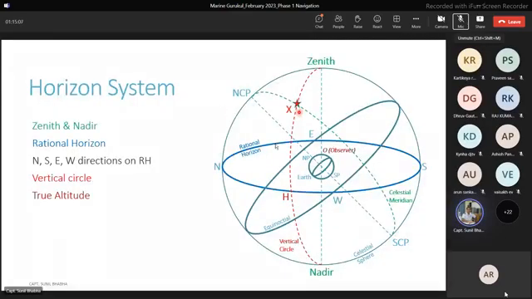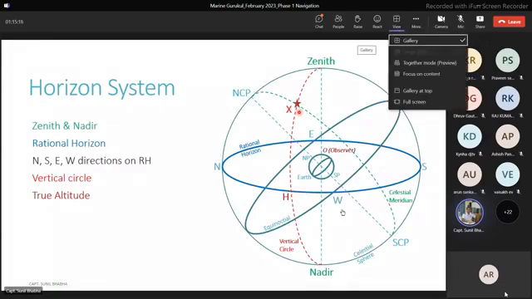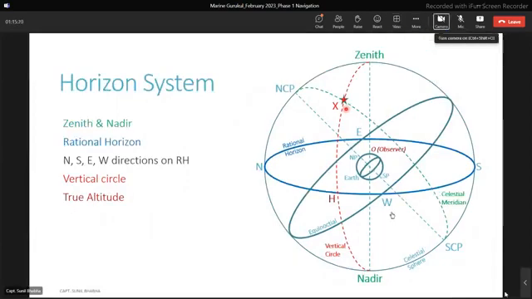I told you before we started off on this horizon system that this is a reference system used to specify the position of the celestial body. So how do we specify the position? Now one of the terms used to specify the position of the body is the true altitude of the body. True altitude basically tells us how much above the horizon a particular body is.